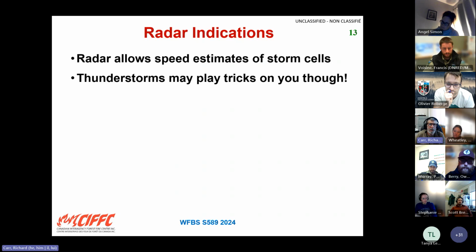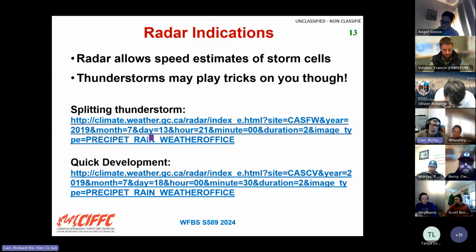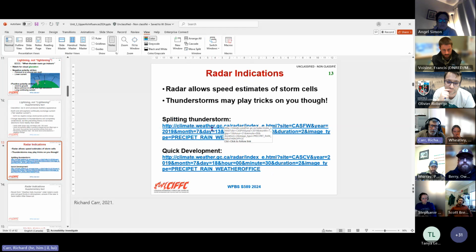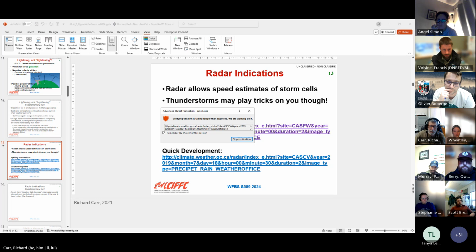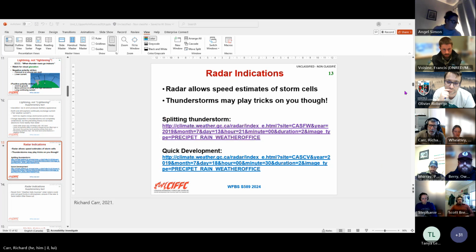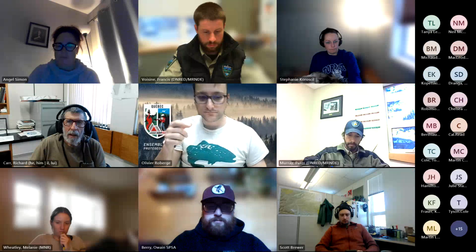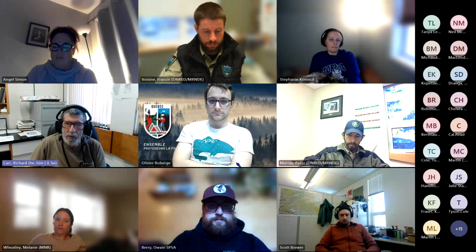All right, and radar allows the speed estimates of storm cells, but here we're going to see some of the tricks that they can play. So I'm just going to jump out of the presentation here, and I'm just going to reshare the screen with the browser up.